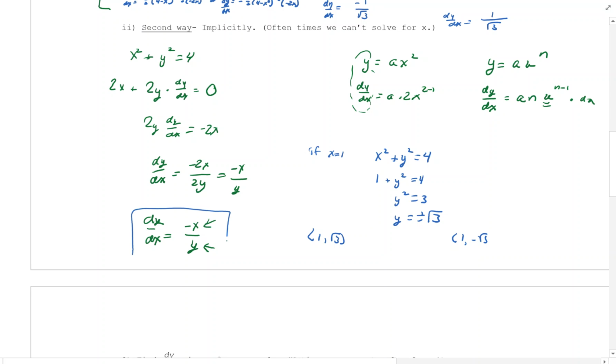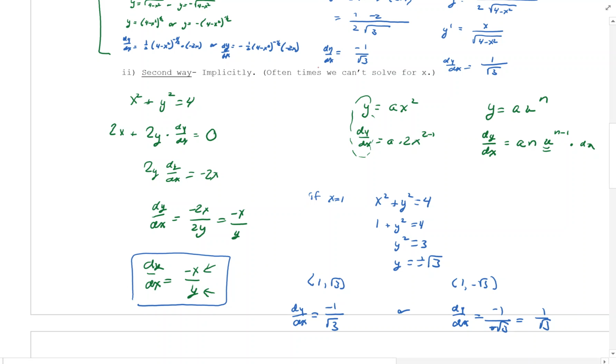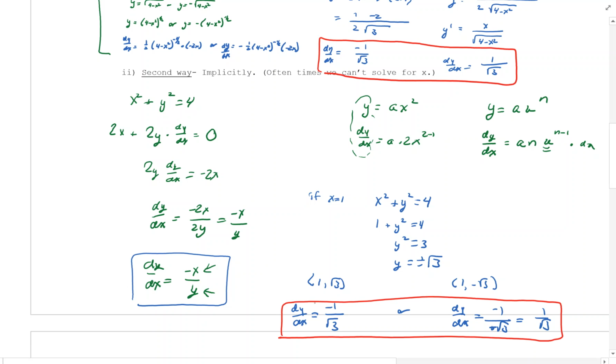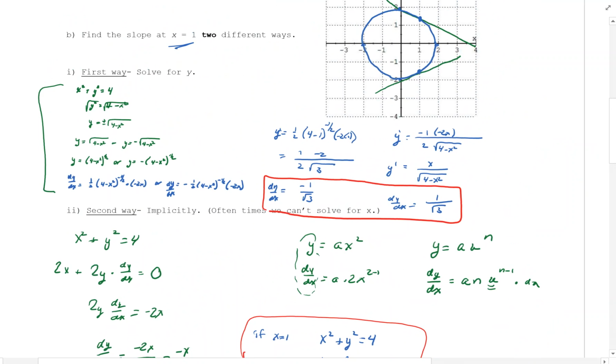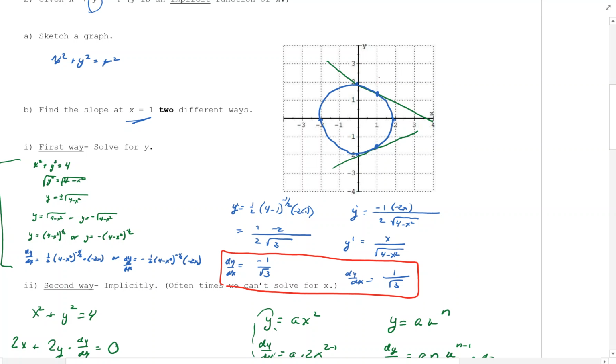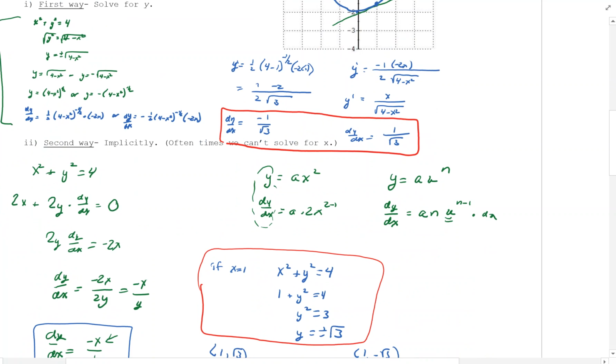If I plug those into my derivative, I've got dy/dx equals -x, which is -1, over y, which is root 3. Or dy/dx equals -x, -1, over negative root 3, which is a positive 1 over root 3. So the same answers that I got up here, I just got them a whole lot easier here. The one extra step I had to do was to find out, well, what is the y value at each of these two x values? So I now know that this point must be the point 1 comma, and what was that y value? Root 3.